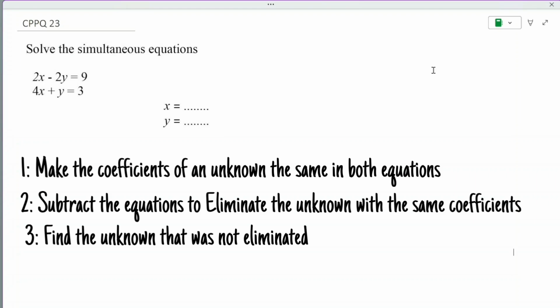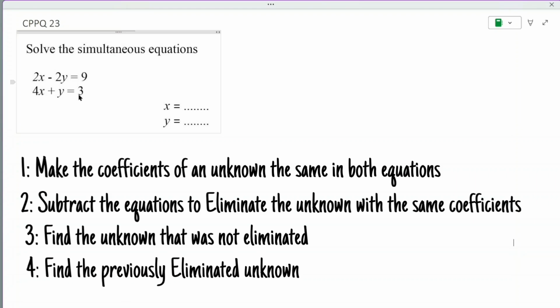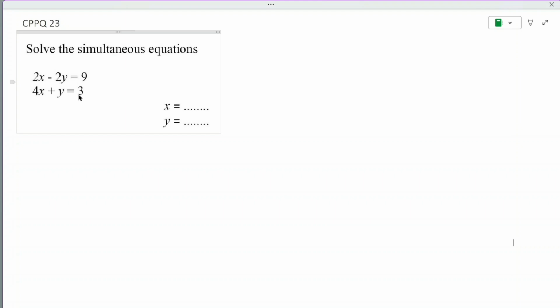Once you find that, then the fourth step is to pick one of the 2 equations, and substitute the numeric value of the unknown you found into any of the 2 equations to find the previously eliminated unknown. So let's just solve the question.